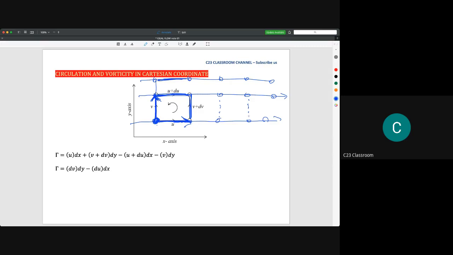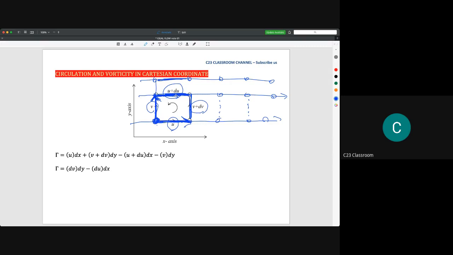So to show the difference, we write v and v plus dv. So we have u here, and then we have u plus du. If the velocity here is equal to the velocity here, then the value of du is equal to 0. That's it.